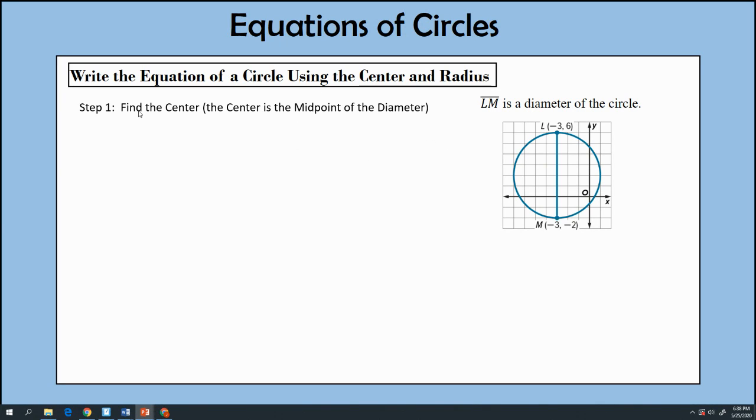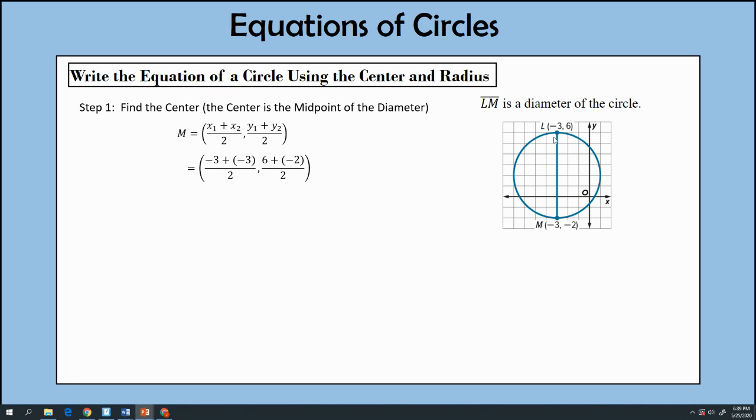So the first thing is we can find the center. The center is going to be the midpoint of the diameter. We know that LM is a diameter. So L to M goes across the circle and goes through the center. And we know that a diameter is 2 radii. So we know the center of LM is the center of the circle. So how do we find the midpoint of line segment LM? Well, the midpoint is the average of the x's. So add up your x coordinates, divide by 2, and the average of the y's. Add up your y coordinates, divide by 2. The answers to those then are your point.